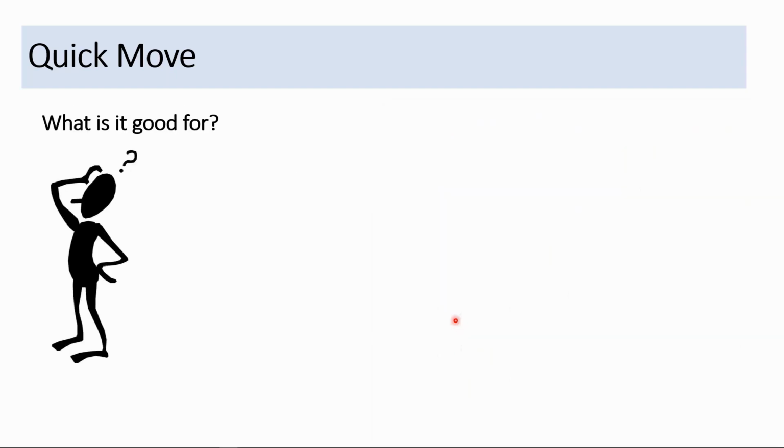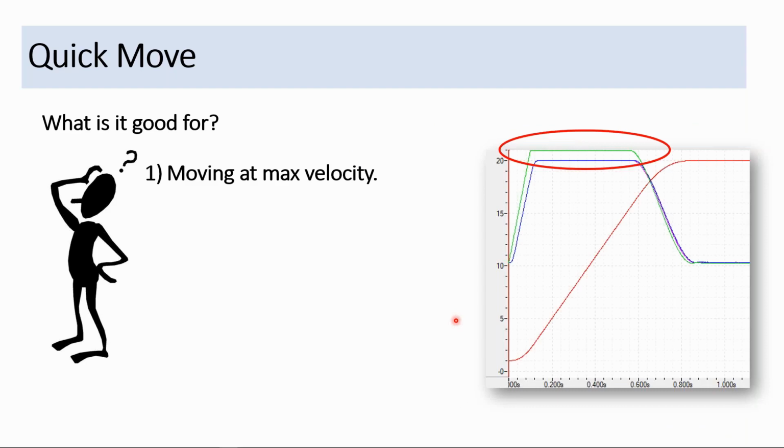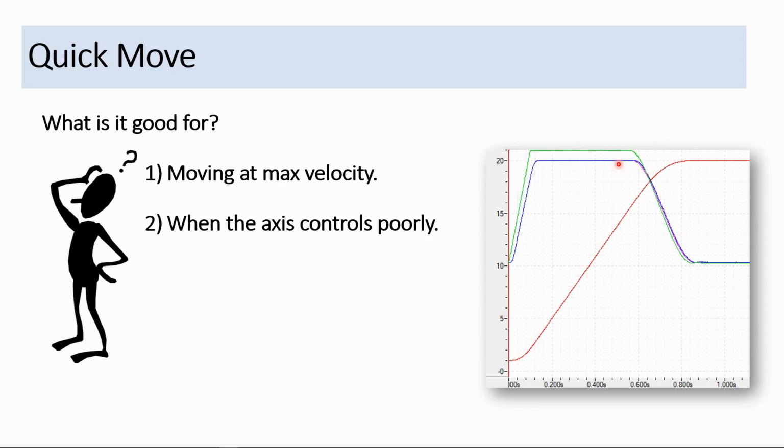But besides being quick, what else is this good for besides moving at max velocity? Another big advantage is that we can use it when the axis controls poorly. And the whole reason for that is that all we need to do is tune it at the end, not for the whole move. I see a question came in here about the deadband tolerance.